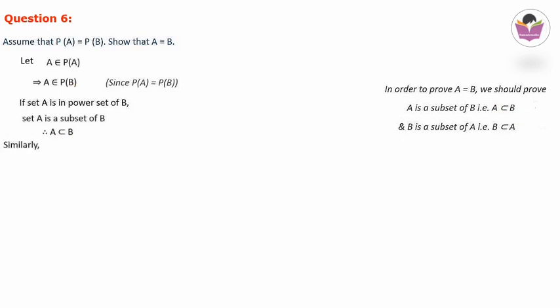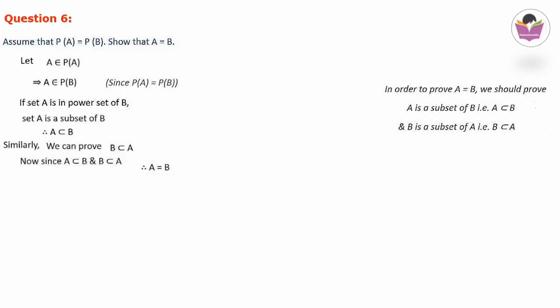Next, in the same way we can prove that B is a subset of A also. If you take another element B and proceed the same way, we will get B is a subset of A. Now, we have proved A is a subset of B as well as B is a subset of A. This is possible only when A and B are equal sets, because then all the elements of A will be in B and all the elements of B will be in A as well. So A is equal to B, that is what we have proved here.